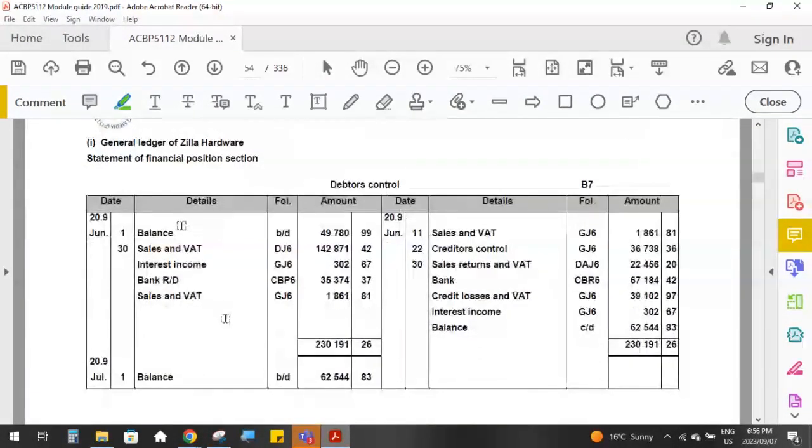So if you have a look at the question, and this question is quite similar to the question in your assignment that you've got to do. So in question 2.1, we've got Zilla Hardware buys and sells a variety of hardware goods, and they use the periodic inventory system. Please always take note. They will always tell you whether we're using the periodic inventory system or the perpetual inventory system.